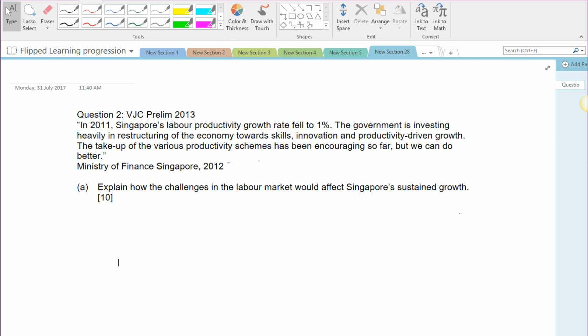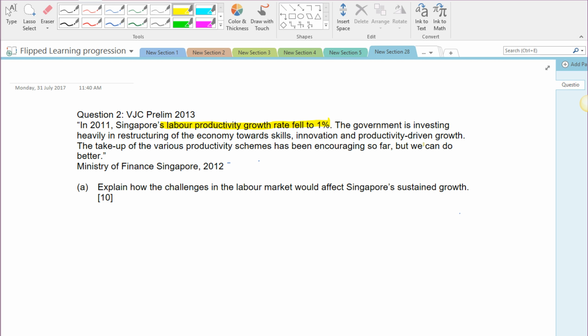Hi students, I'm here to give you some help for this question, which is quite a bit more complicated than the previous one. The key phrase in this preamble is that labor productivity growth fell to 1%. The rest of the preamble is more about policies, which is actually part B of this question, but we are not going to do that for you.